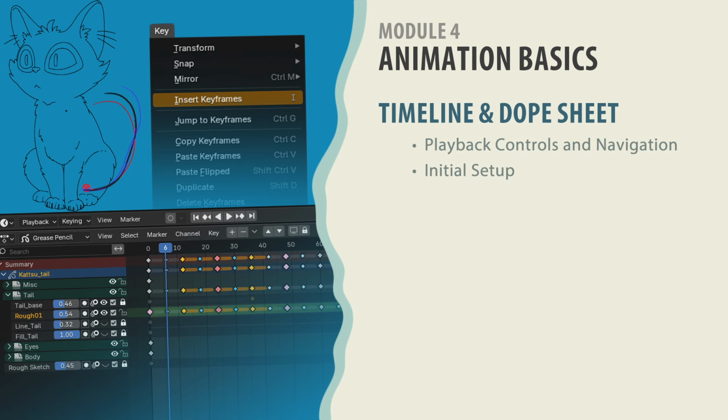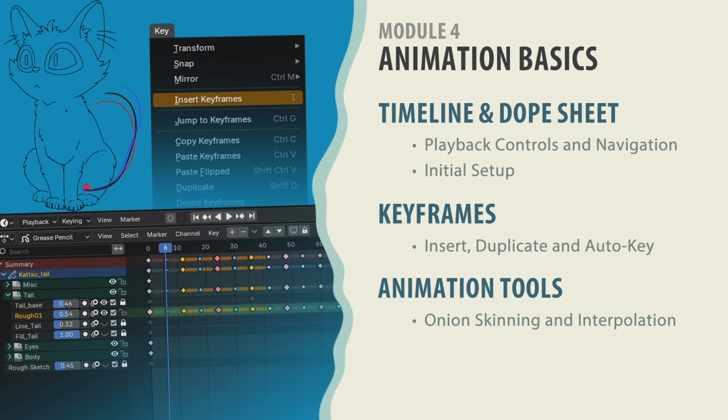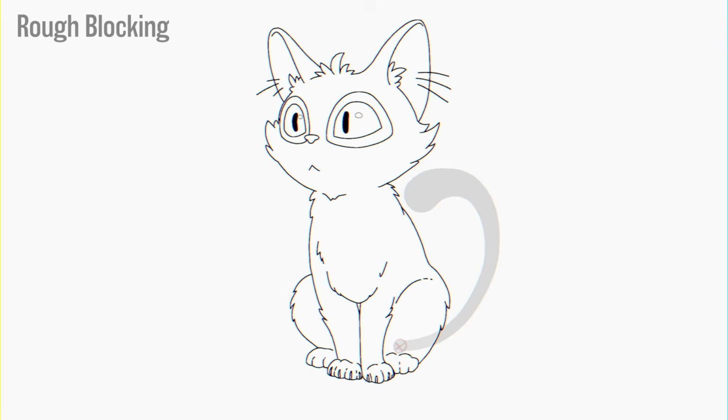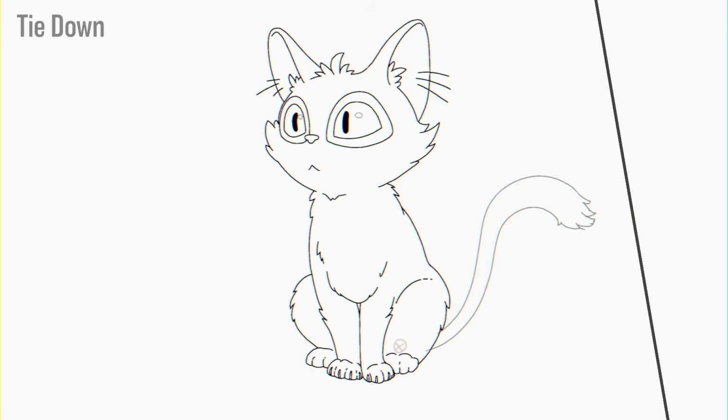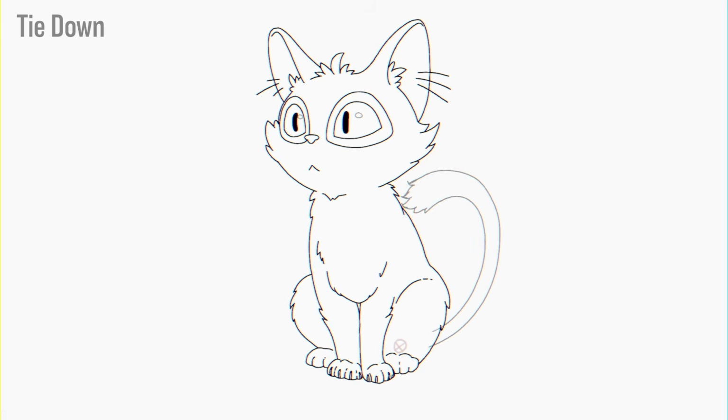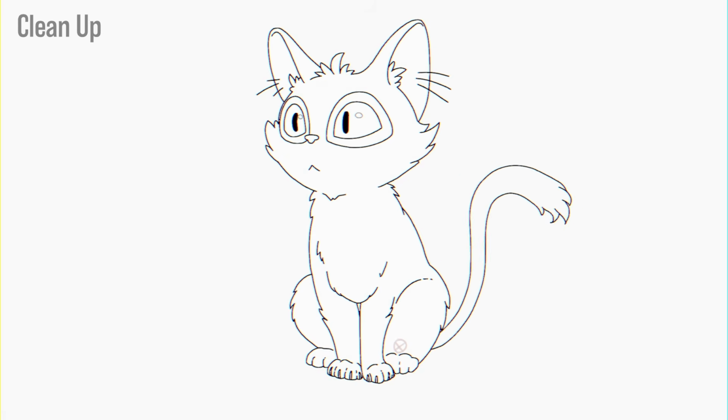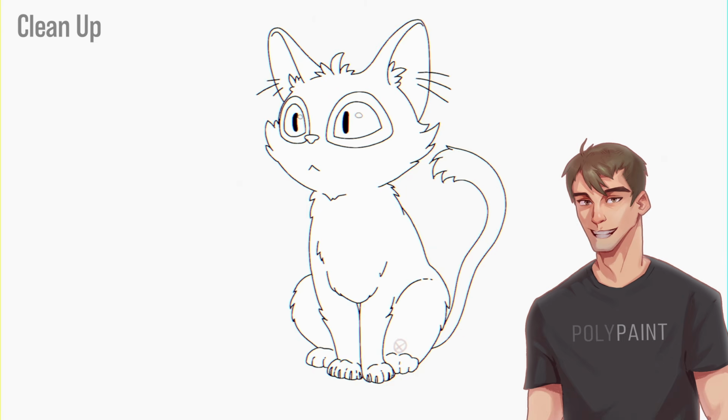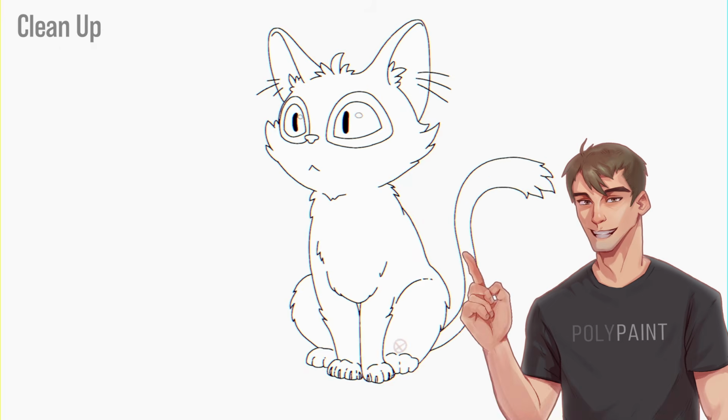We'll cover the UI panels you need, the timeline, creating and editing keyframes, the grease pencil tools for animation, and much more. We'll take the cat we polished in the previous videos and animate its tail using keyframes, interpolation, and onion skinning. Grab your drawing tablet if you're following along, and let's get animating.